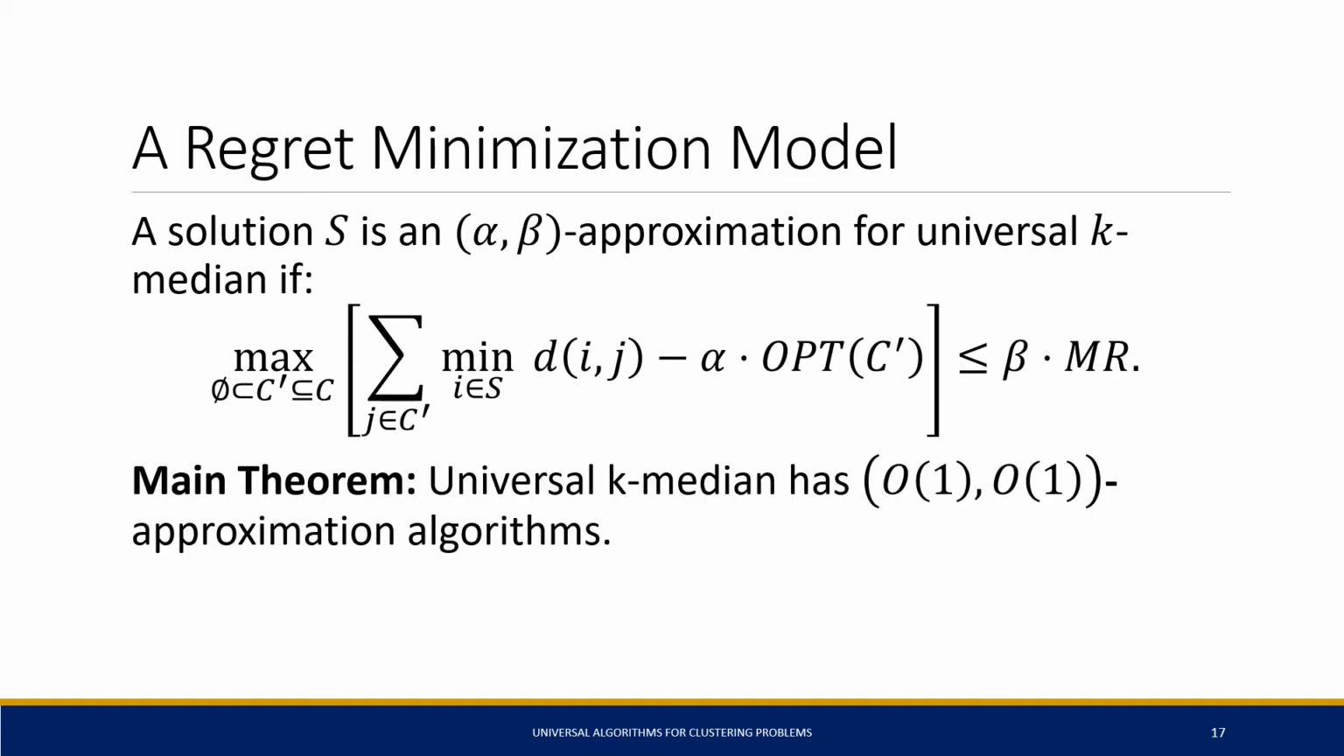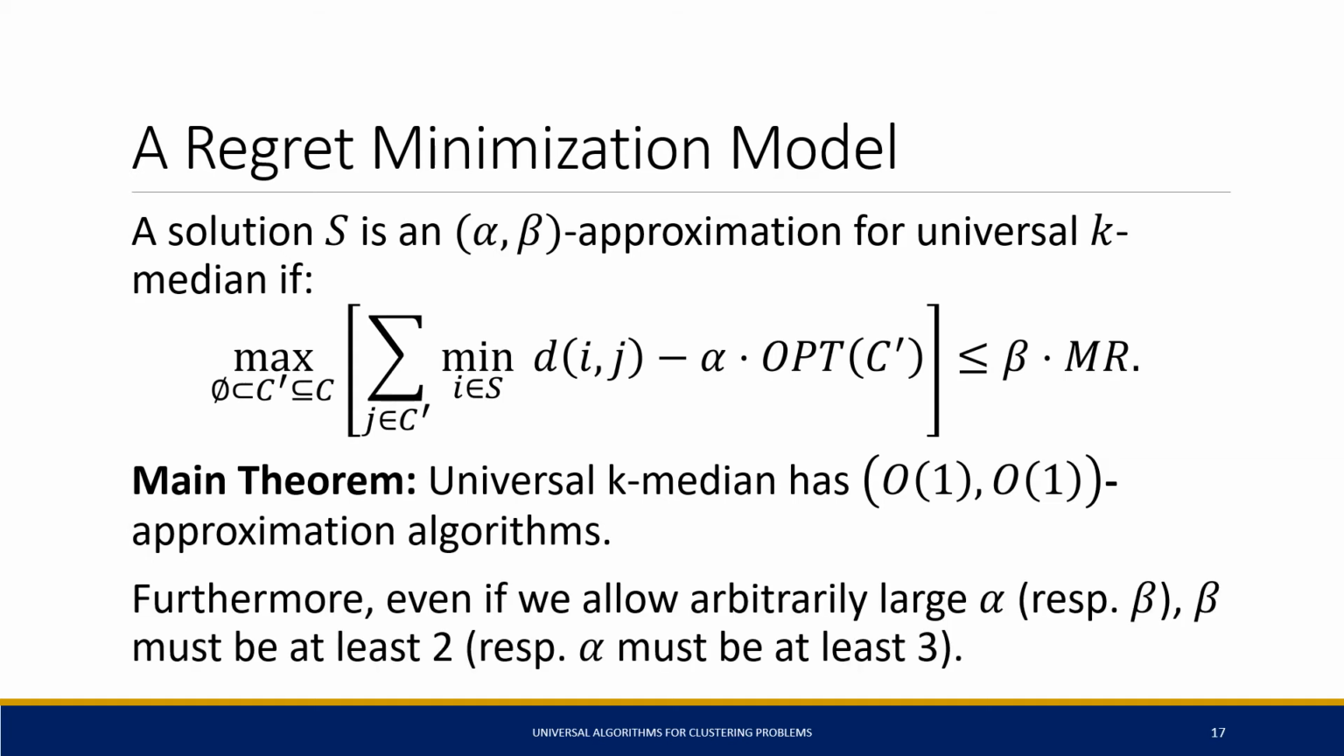Okay, and the main result of our paper is that universal k-median, and various other problems, but I'll focus on universal k-median for this talk, has constant approximation algorithms. And furthermore, we show that even if we allow alpha to be arbitrarily large, then beta has to be at least 2, and even if we allow beta to be arbitrarily large, alpha has to be at least 3. So this just further reinforces what I was discussing on the previous slide, that alpha-beta approximation is in some sense the strongest notion of approximation that we can get away with in this setting.